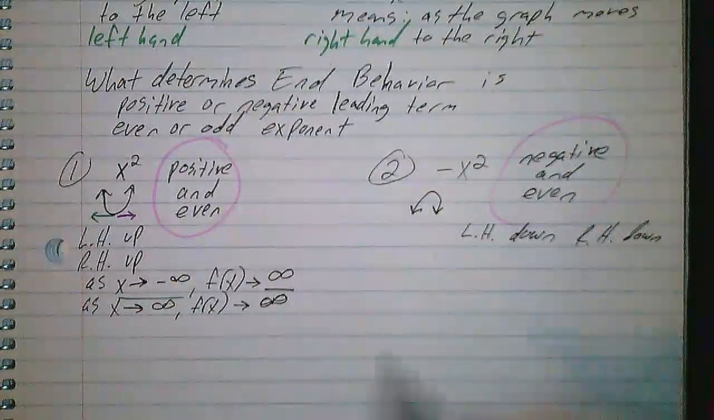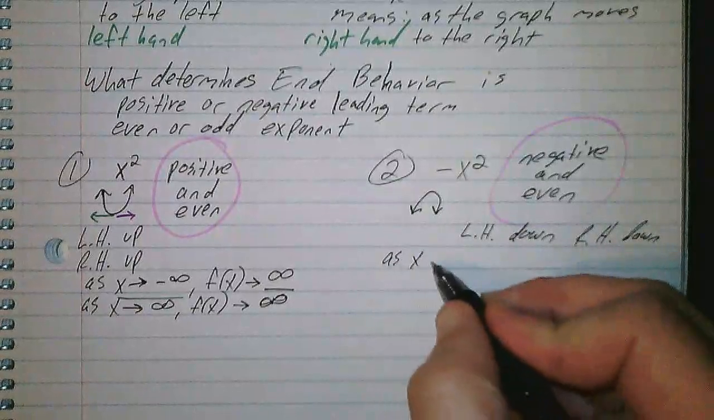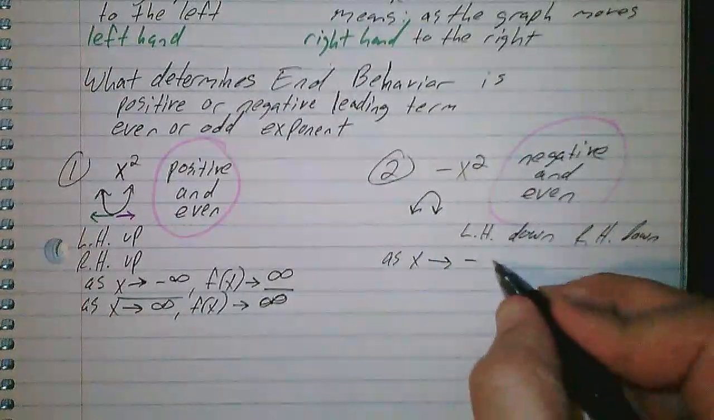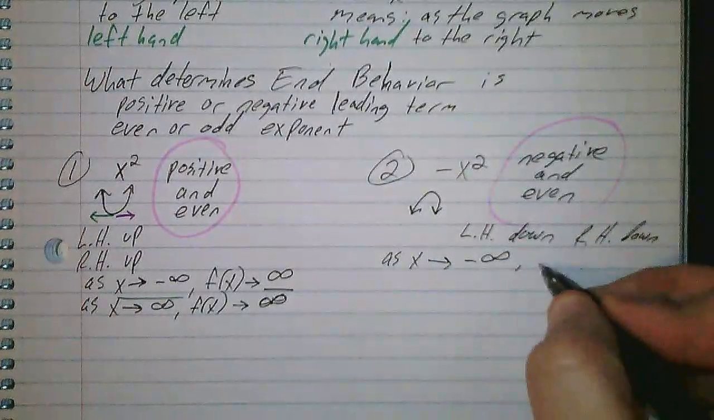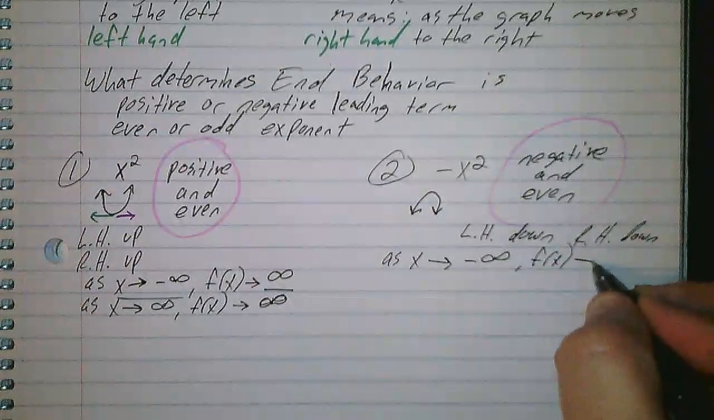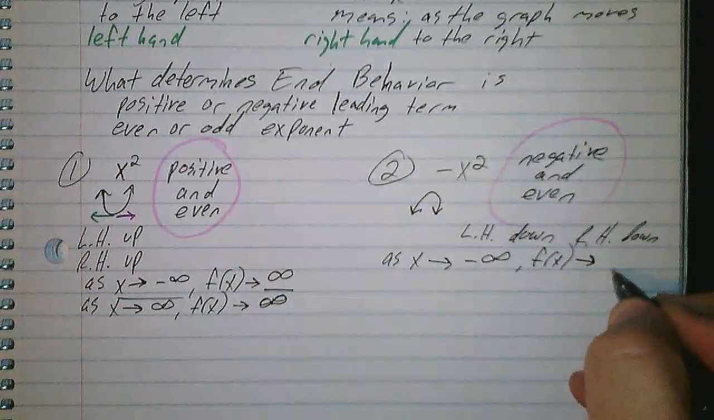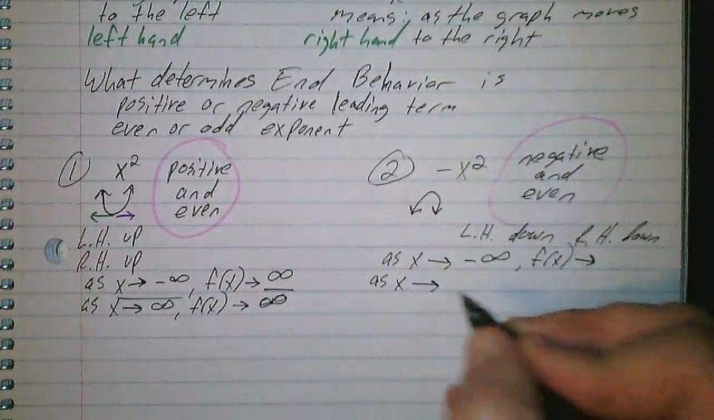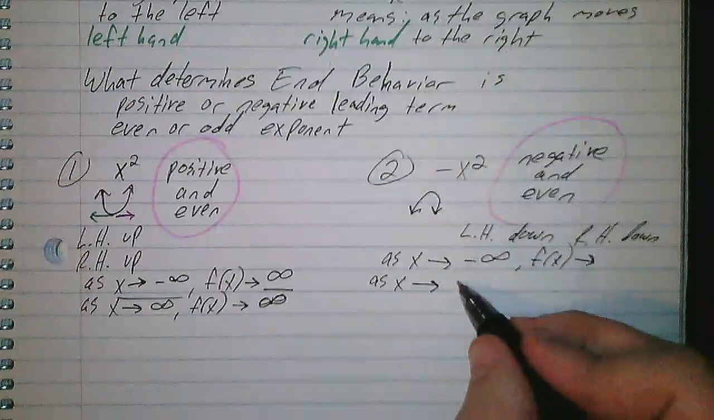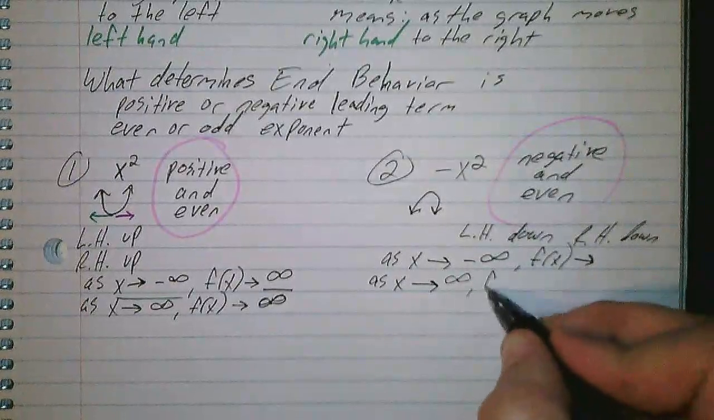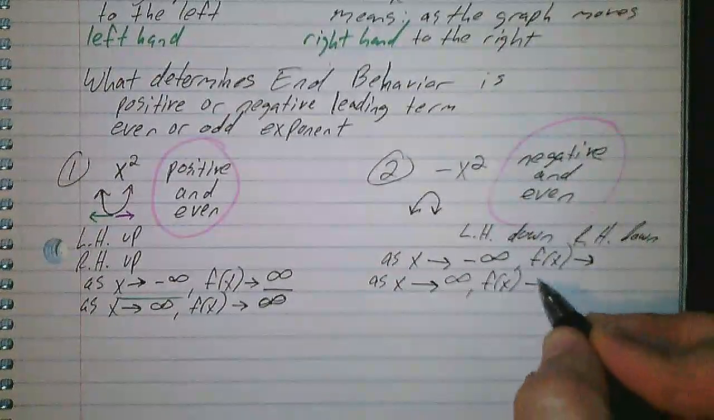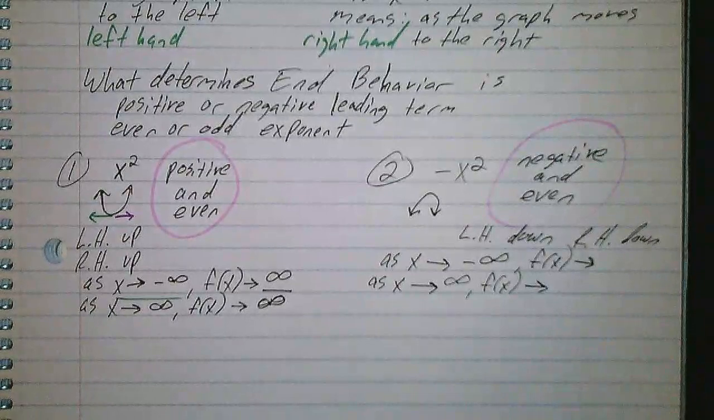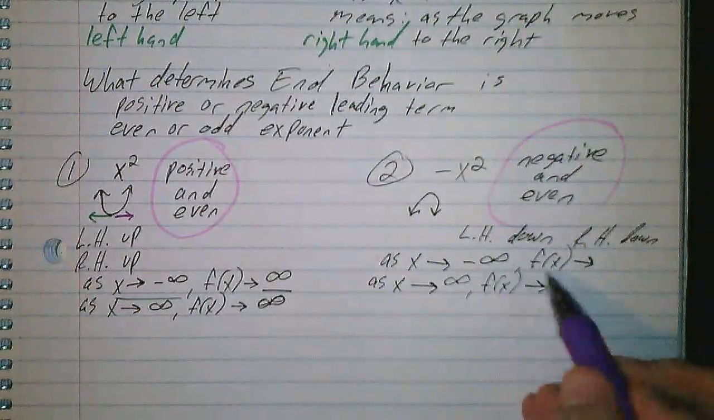In Alex, it will give you this notation. As x approaches negative infinity, f of x approaches blank. And then it will give you the right-hand side of the graph. As x approaches positive infinity, f of x approaches, and then you fill in the blank. So again, it gives it to you from left to right.